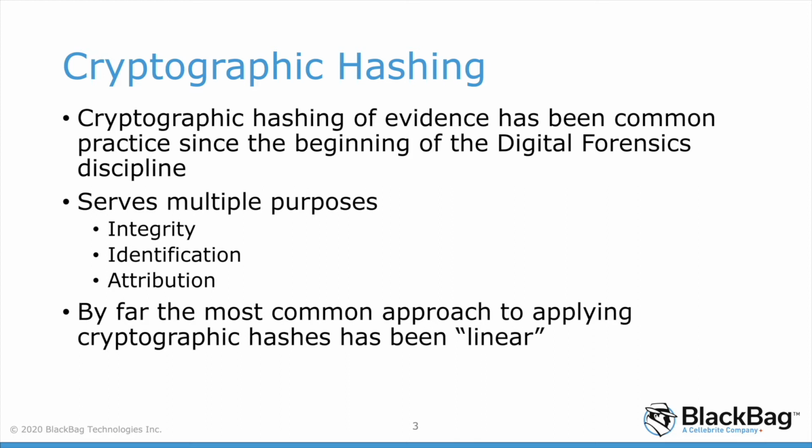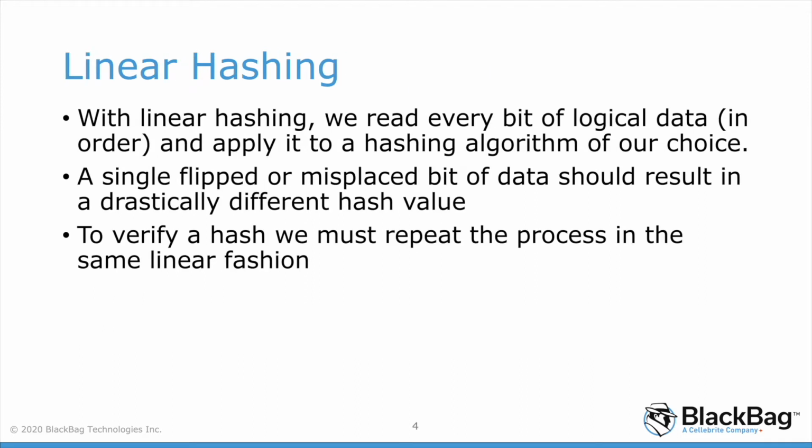By far the most common approach to hashing is going to be your linear hash. And when you think about cryptographic hashing, this is probably what you're thinking. With linear hashes, what we do is we read every single bit of data in order and apply it to a hashing algorithm of our choice. A single flipped or misplaced bit of data should result in a drastically different hash value. To verify the hash, we just repeat this process. We go ahead and we image every single bit in order from the beginning to the end.